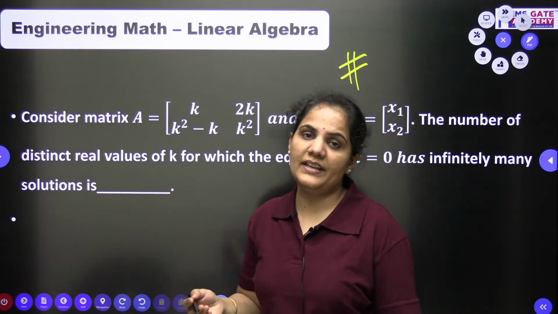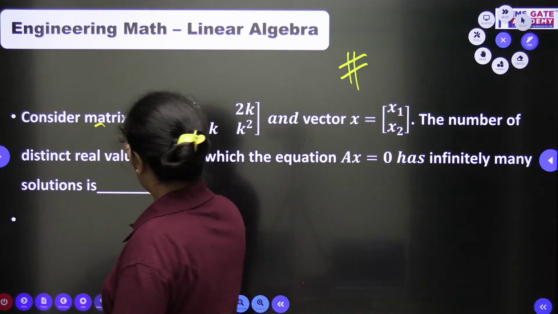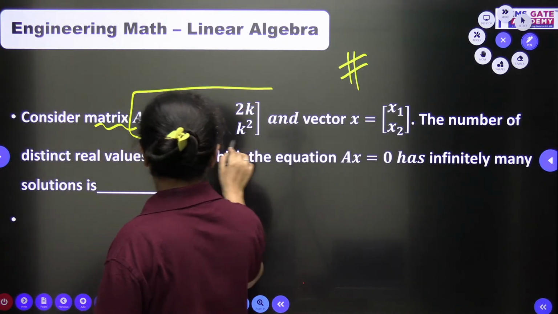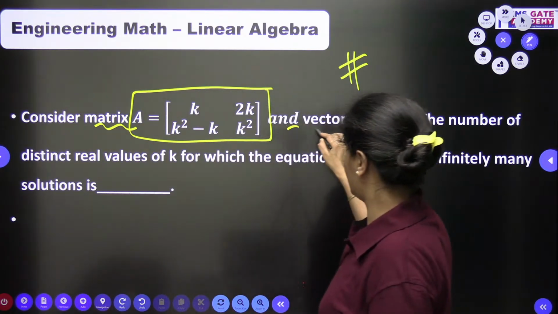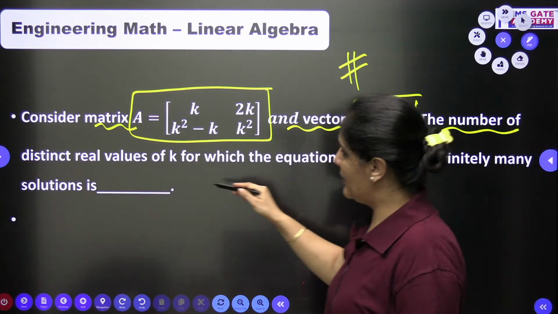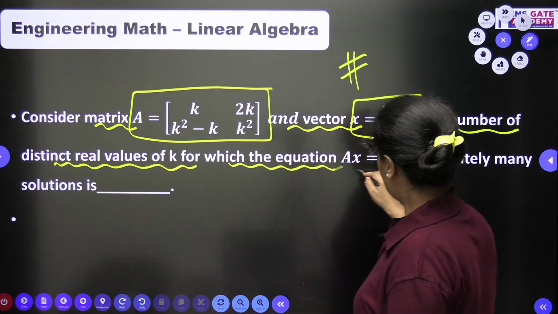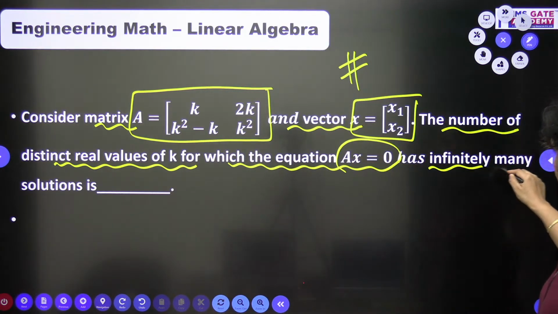Okay. Now let's come to one very good question, which is again a GATE problem, and it will give you more clarity about the trivial and non-trivial. So let's read this one. Consider a matrix A, which is k, 2k, k square minus k and k square, and vector x, which is x1, x2.